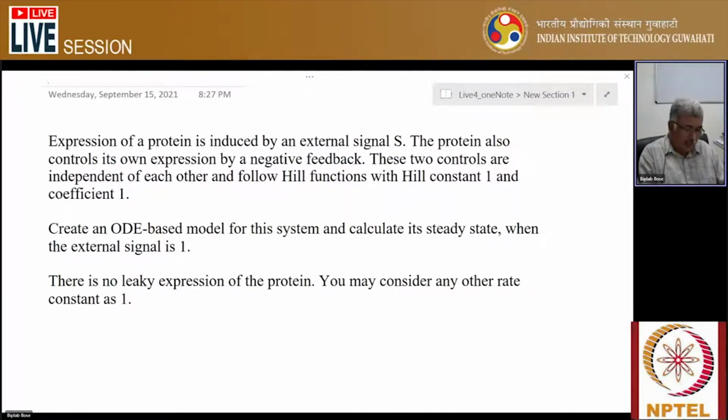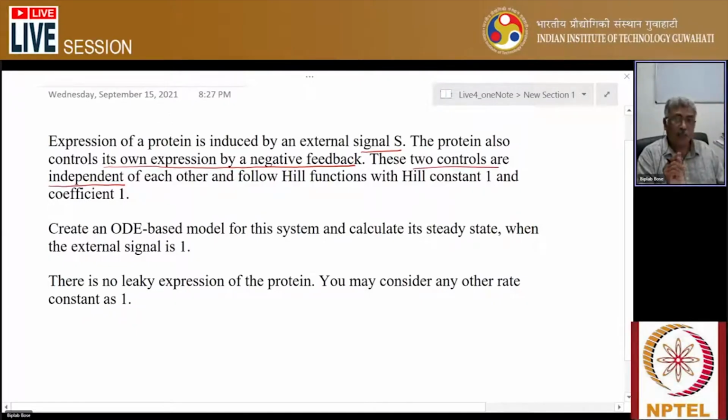Expression of a protein is induced by an external signal S. S is an external signal. The protein controls its own expression by a negative feedback. This is another control. S is one external signal that controls the protein expression, and the protein itself controls its own expression by a negative feedback. Now it is said that these two controls are independent.